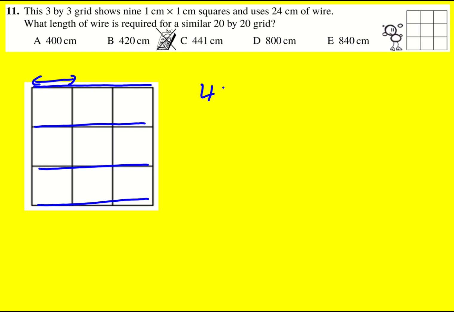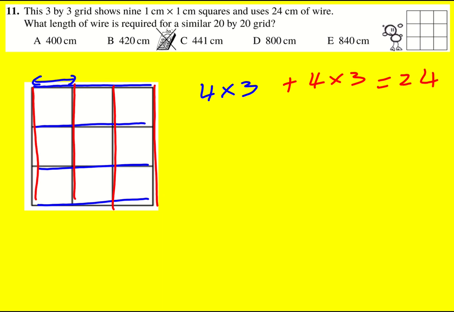So 4 times 3. And then if we also do it vertically, then we also get 4 times 3. So that's going to give 24. And what that tells me is that the length of one of the little squares is going to be 1. If I'd got 48, then it would be 0.5 and so on. So I hope that makes sense.